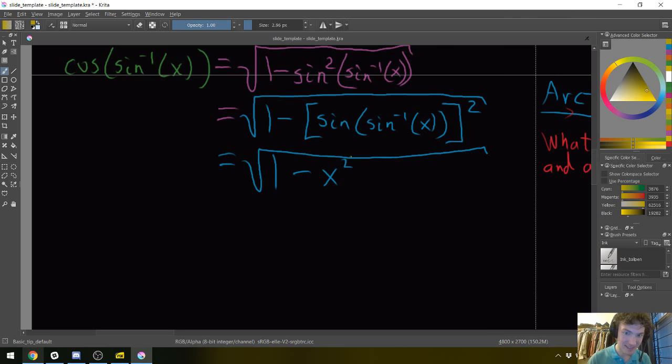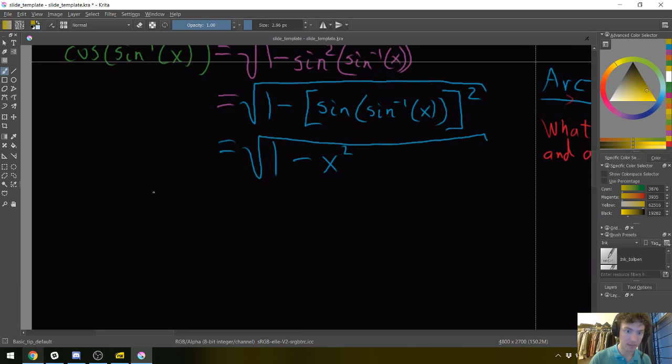Good. Okay, so this is square root of 1 minus x squared. There's a picture that helps me remember this. The picture is not a proof. The picture is a mnemonic. But it's often useful to think about how these trig of inverse trig functions are going to work.